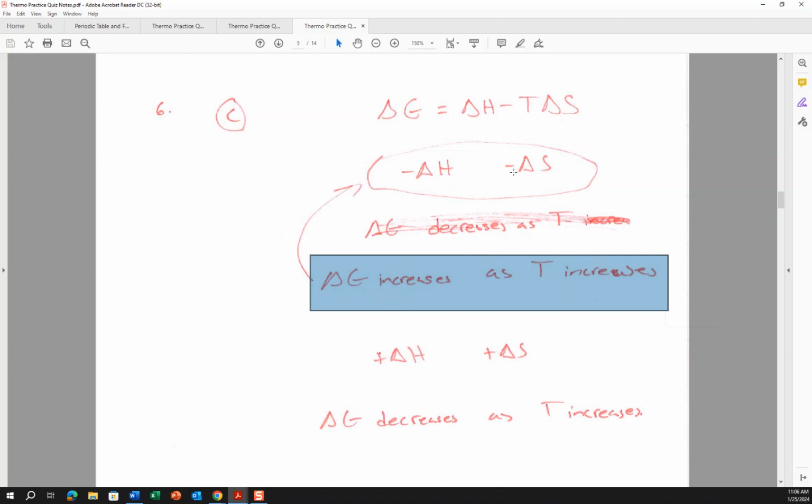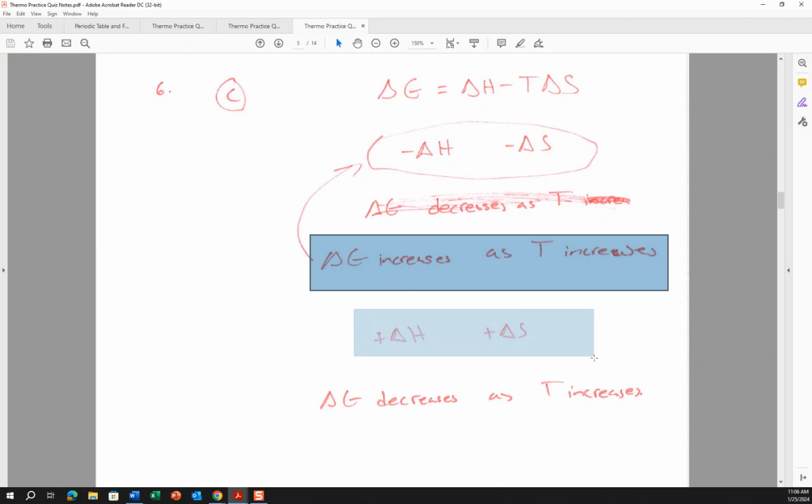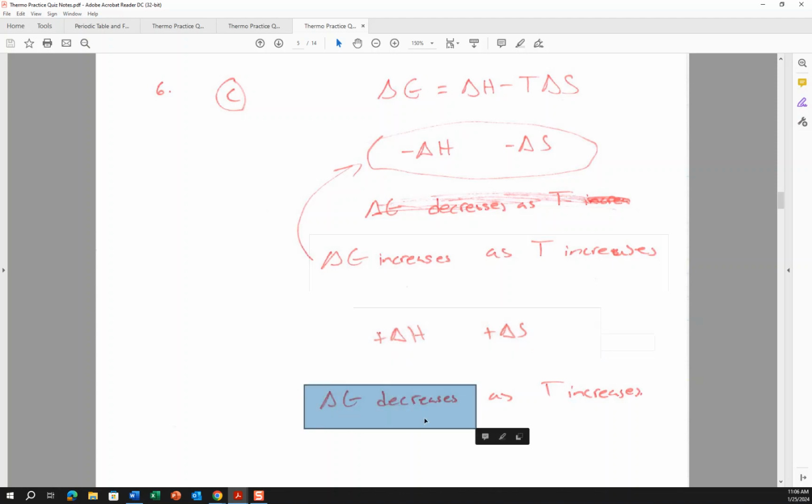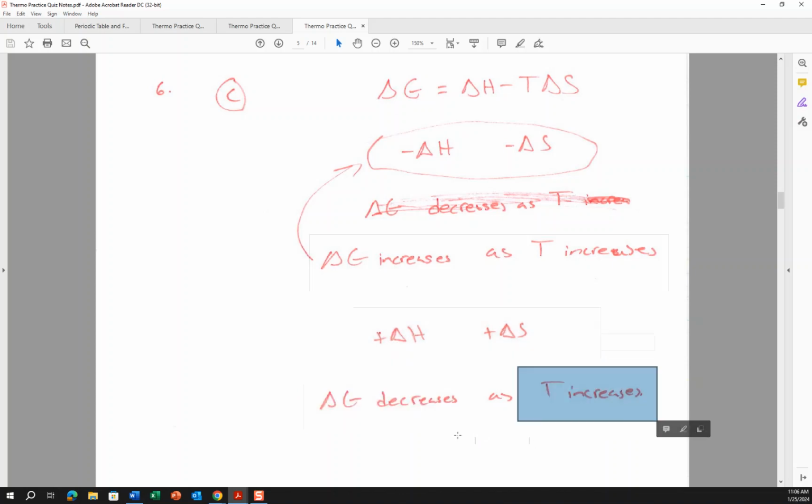When you have a positive combo, when your reaction is endothermic, a positive delta H, then delta G will decrease, meaning the reaction will become more spontaneous, more favorable as temperature increases. So an increase in temperature favors endothermic reactions. It doesn't favor exothermic reactions. So just another thing to understand.